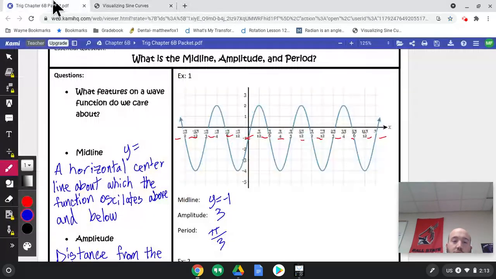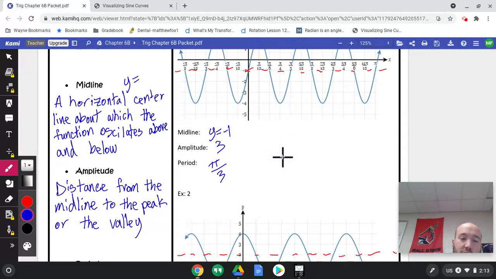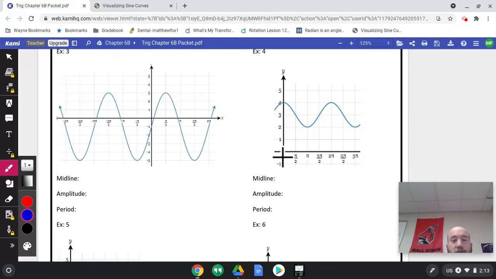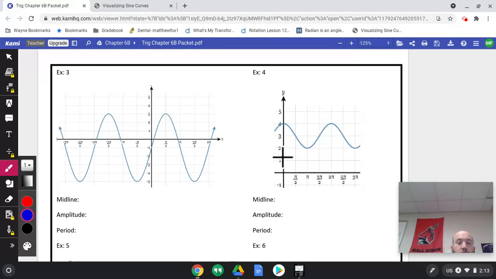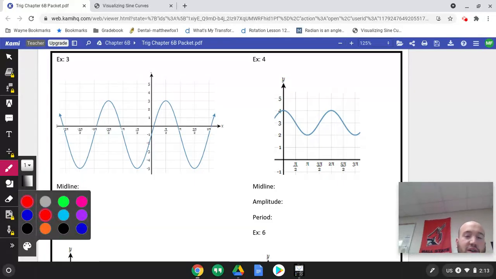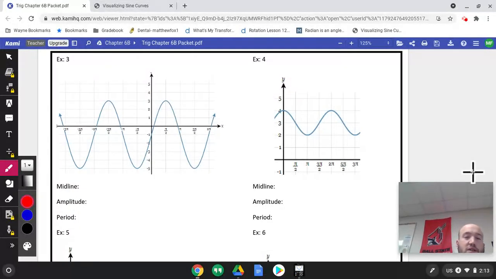Okay. So if I were you, what I recommend doing is flip it to the back, and I would say try to see what you can answer on these. I'm going to work through it, but if I were you, just pause it real quick, see if you can identify the midline, amplitude, and period of each of these.